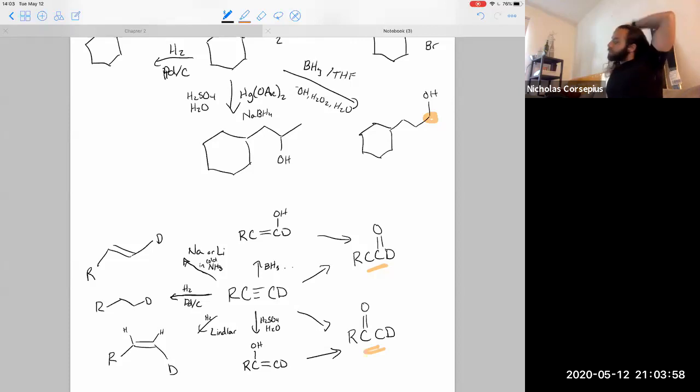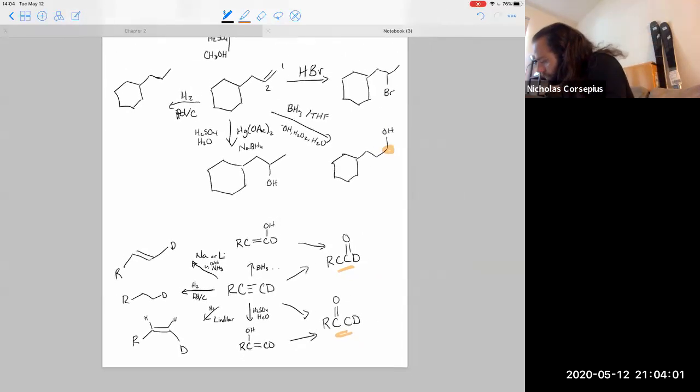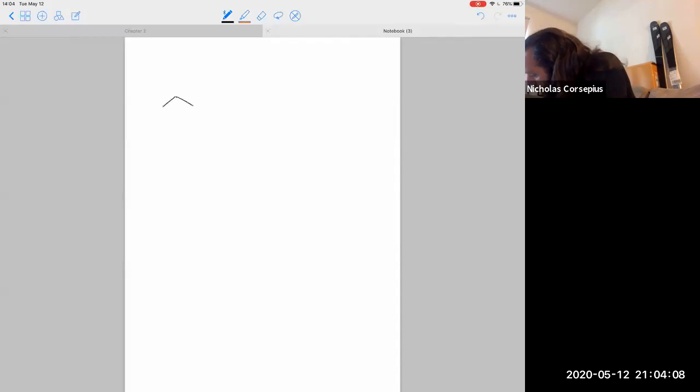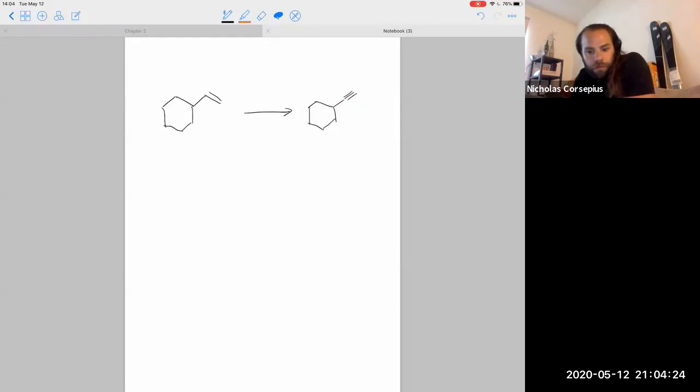Okay, alkene, alkyne, what else can we do? We're getting a little busy here. This is going to be a multi-step synthesis kind of deal. How do I convert an alkene to an alkyne? I'll give you a hint. You have to go through steps where the last step is going to be an elimination step.